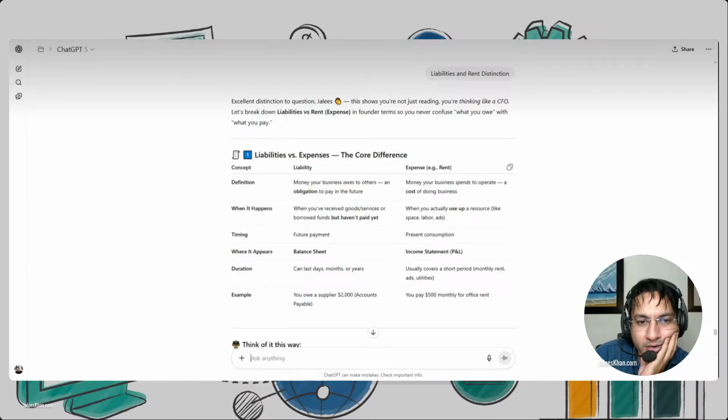The definition of liability is money your business owes to others, an obligation to pay in the future. The definition of expense is money your business spends to operate, a cost of doing business. Okay, yeah, an obligation to pay in the future. So it seems that if we are going to pay for it regularly, that product we will own. But an expense is something we pay just to get the work done, such as if there is an employee and we are paying them a monthly salary.